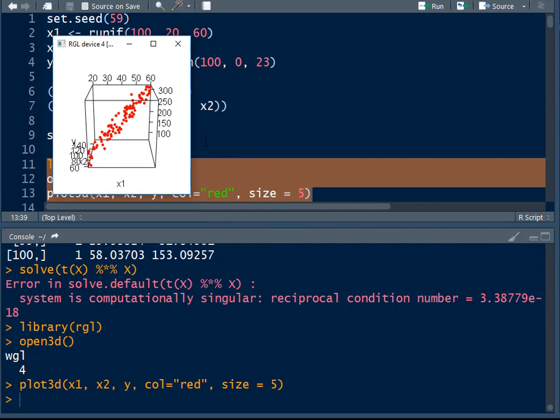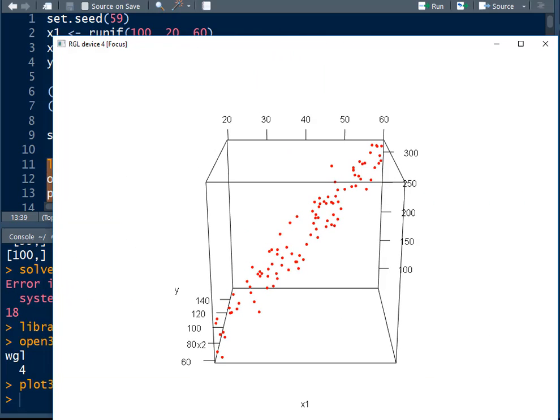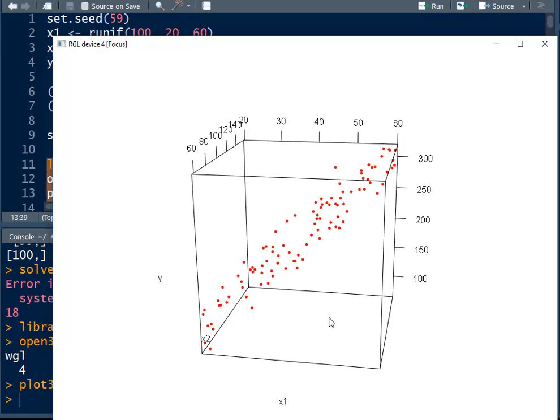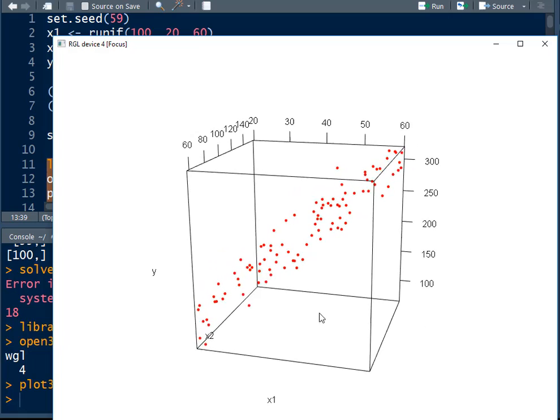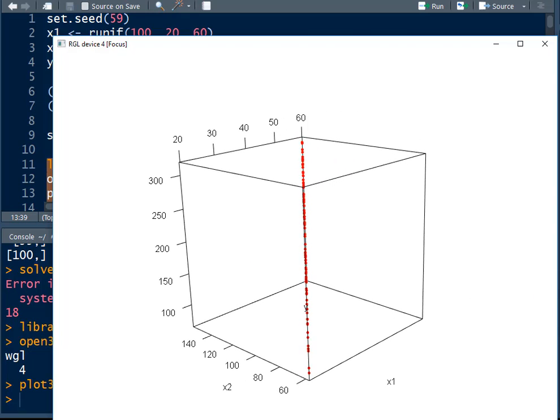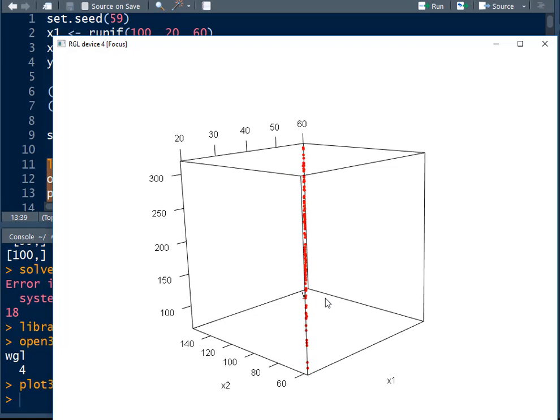I'm going to use that RGL package so that I can make 3D plots. And it's really handy because I can rotate them around and stuff. So you can see that x1 and x2, those are my predictors down along the bottom. My response is in the up-down direction there. You can see what is going on. All those points lie in the same vertical plane. That's not what we want to do.